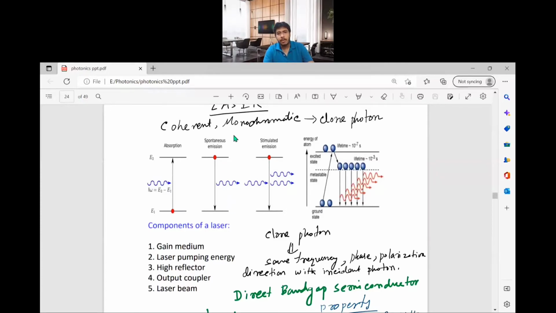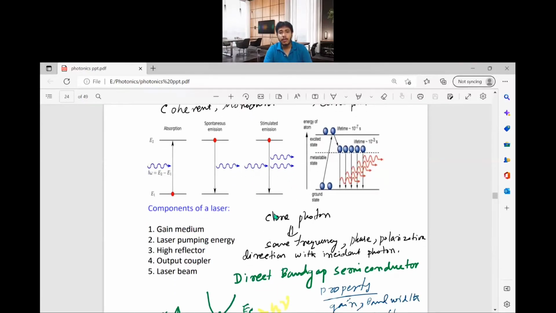Again, if you place a mirror here, those four will be reflected back, and again they will be responsible for generating more photons. In this way, you will get a large number of photons generated that are all coherent, in the same phase and same frequency, and they will travel in the same direction. So this is the gain medium, and that is why you can increase the gain.